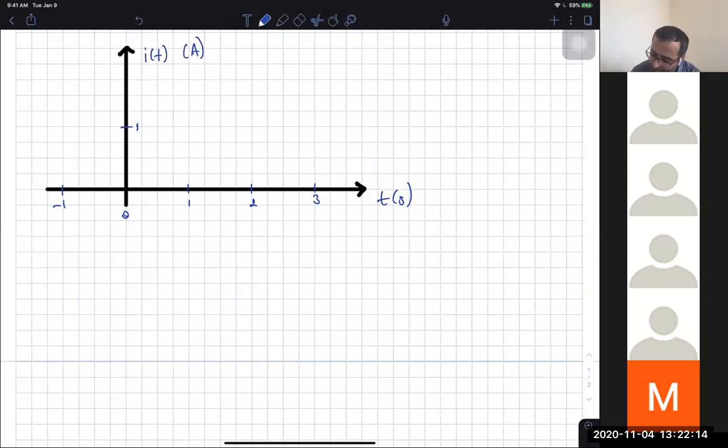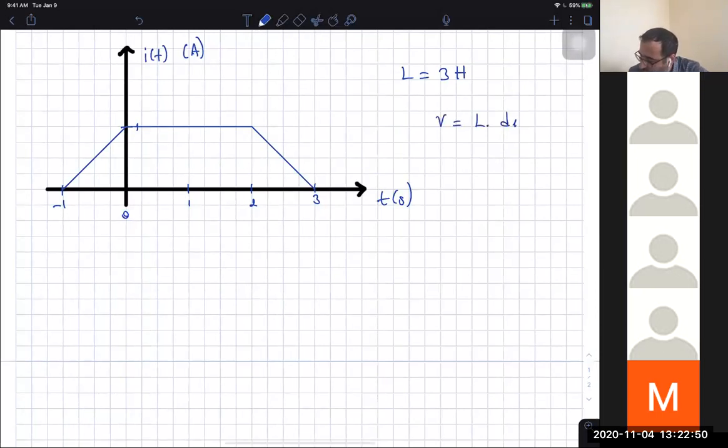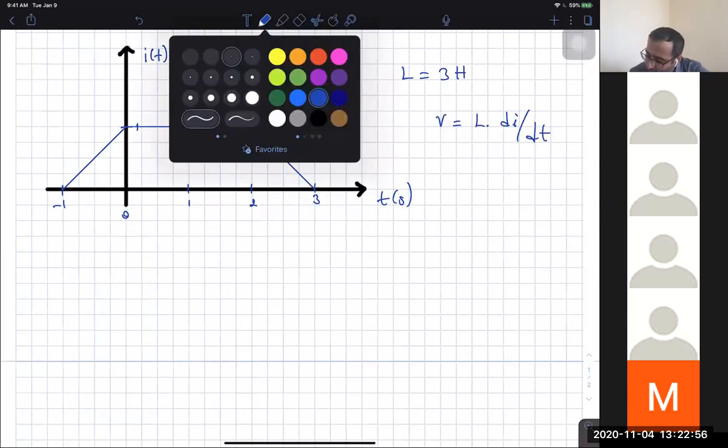So let's say this is the current profile we are applying to this inductor. It goes constant all the way until 2, and then it drops back to 3. Imagine this is the current as a function of time for an inductor, and this inductor is 3 Henries. Can someone help me plot what the voltage graph will look like? By the way, I should write this equation here so that we can remember the relationship between current and voltage. Is there any volunteer that can help me plot this?